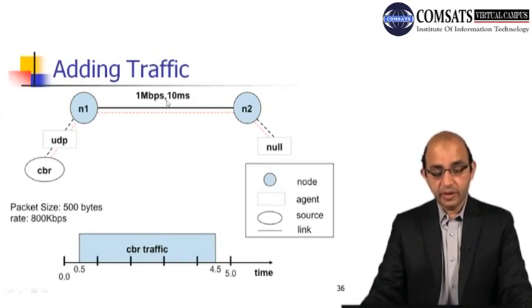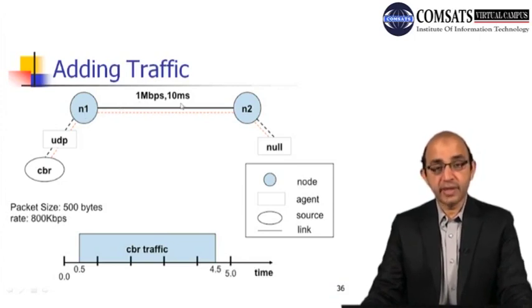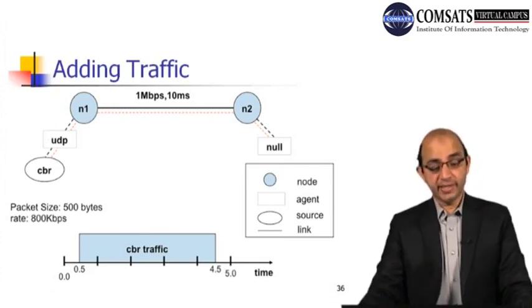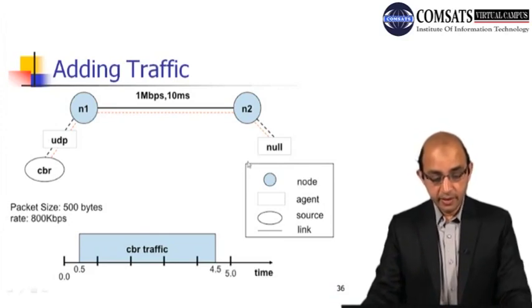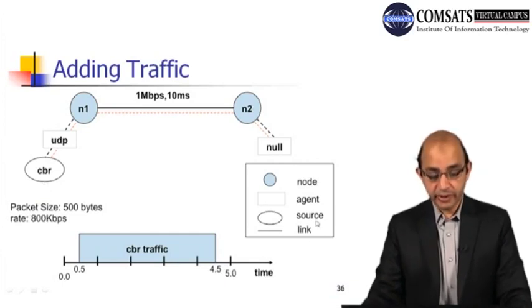Here we are actually adding traffic. Node N1, N2, bandwidth, this is the latency. Here you can see the UDP agent, mentioning the protocol. You can say protocol agent, and then we have CBR, constant bitrate. That is the traffic source, and this is the link.